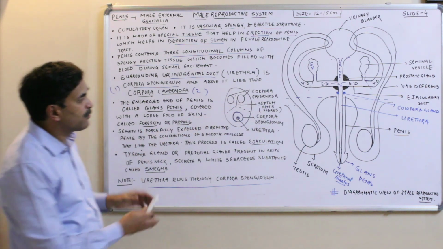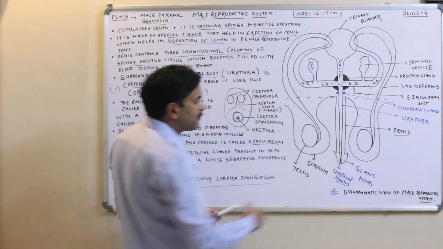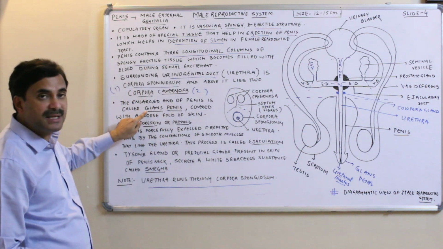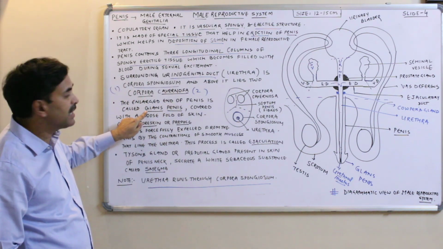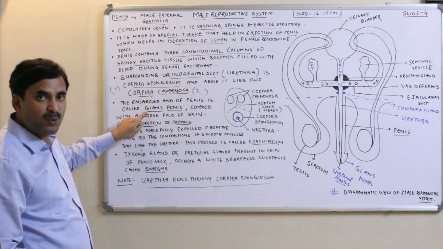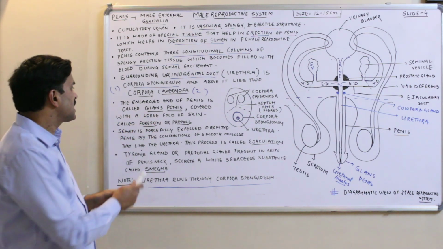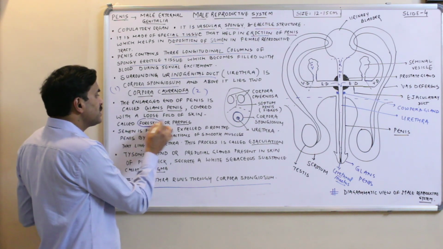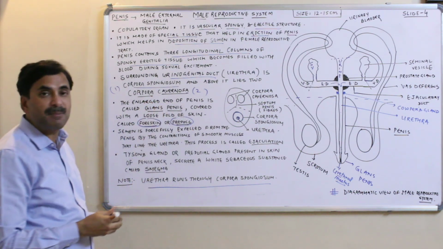Now the enlarged end of the penis. The enlarged end of the penis is called the glans penis, and it is covered by a loose skin fold. This skin fold is called the foreskin, or it is also called the prepuce.